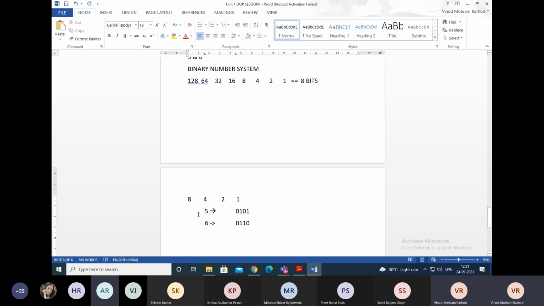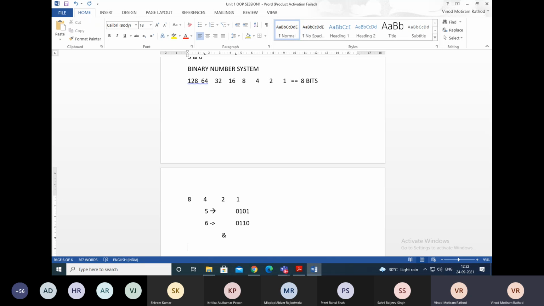Now we have converted our numbers into binary form. Why have we converted them into binary form? Because the system understands only binary numbers. That's why we have converted the given numbers into binary numbers. So now what can we perform? We can perform the AND operation on this.